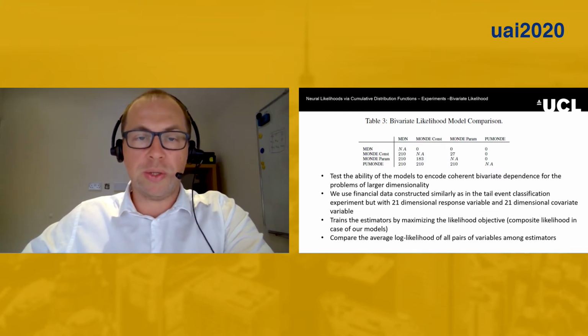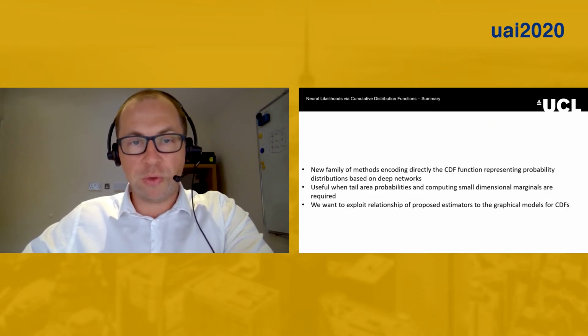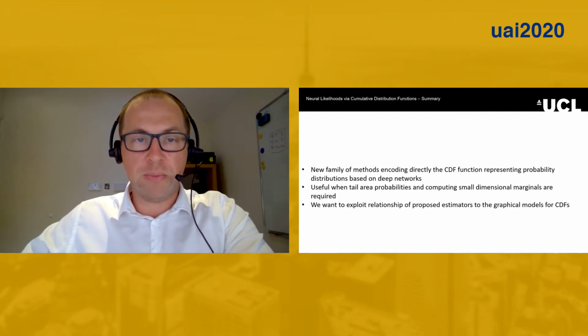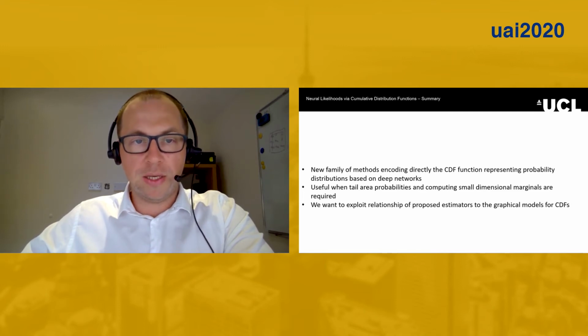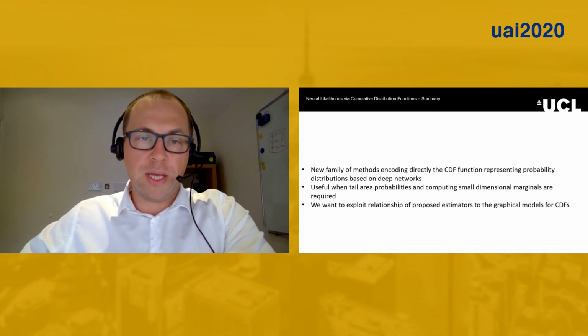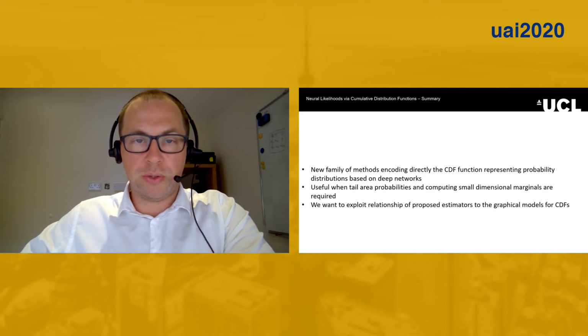We can see that the best performing model on this test is PUMONDE, which has obtained larger test log likelihood in all 210 cases. We propose a new family of methods for representing probability distributions based on deep networks. Our method stands out from other neural probability estimators by encoding directly the CDF. This complements other methods for problems where CDF representation is particularly helpful, such as computing tail area probabilities and computing small dimensional marginals. As future work, we want to exploit its relationship to graphical models for CDFs.